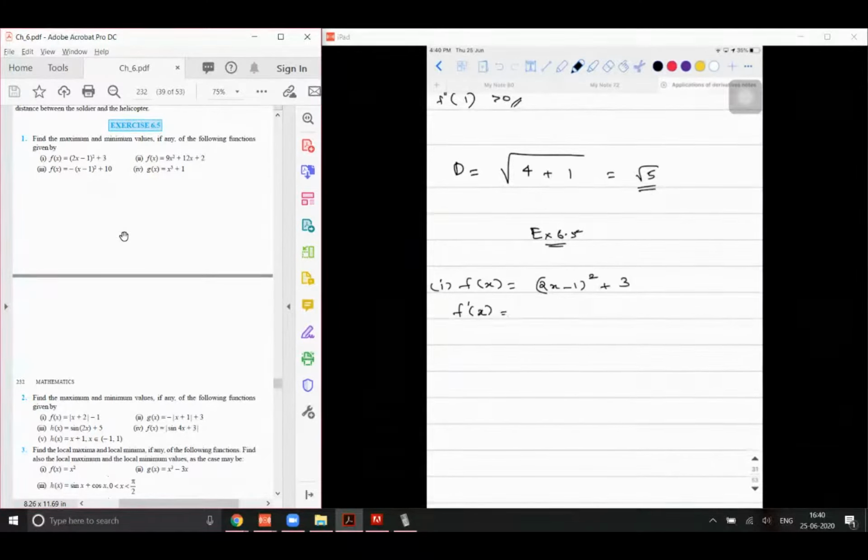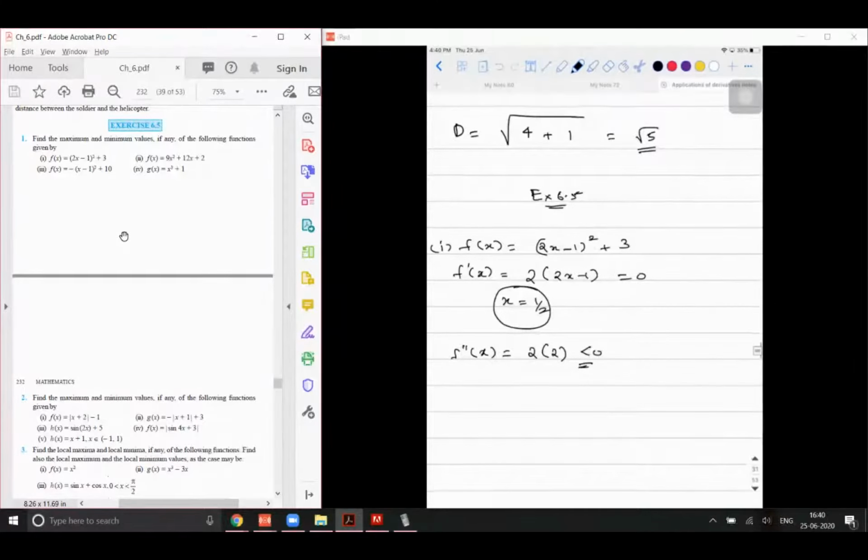So how do you proceed? f dash of x is equal to 2 into (2x minus 1) into 2. If I equate it to 0 for maximum or minimum, x will be equal to half. Then we will do the second derivative test. f double dash of x will be equal to 2 into 2, so this is less than 0. So at x equal to half, you will have minimum.